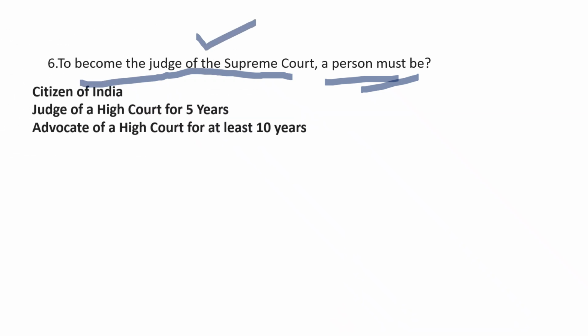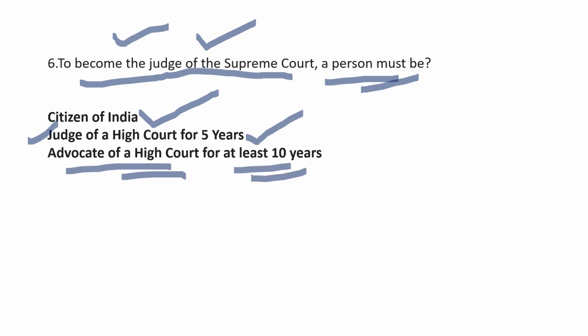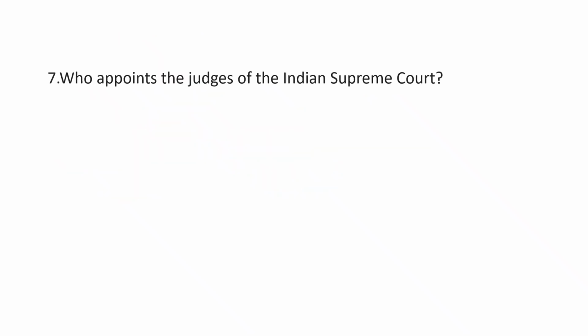To become the judge of the Supreme Court, that means the qualifications to become a judge of the Supreme Court are: he must be a citizen of India and a judge of the High Court for at least 5 years or an advocate of a High Court for at least 10 years. Okay, to become the judge of the Supreme Court, he must be a citizen of India and he must be a judge of High Court for at least 5 years or an advocate of a High Court for at least 10 years.